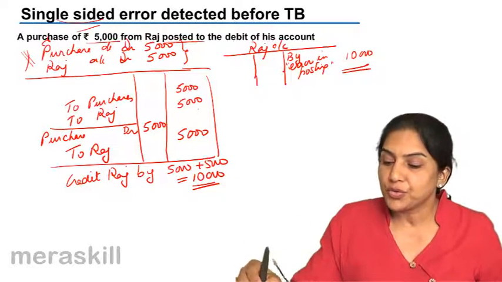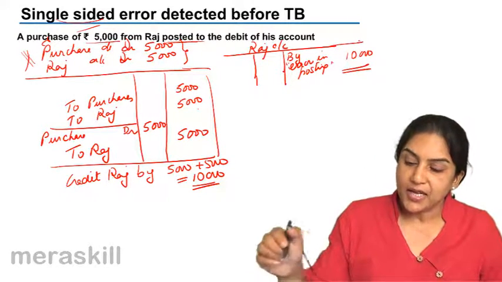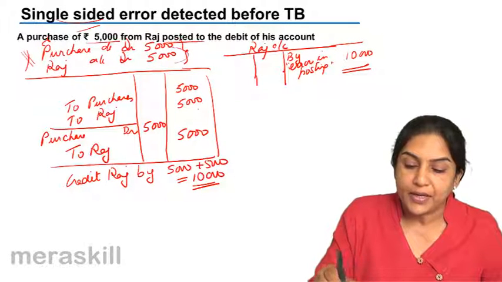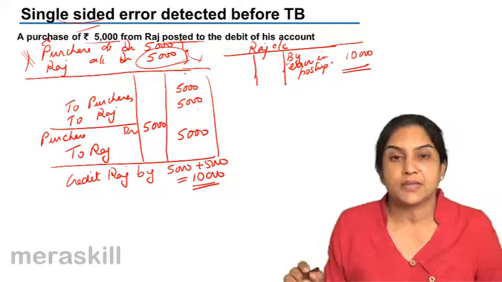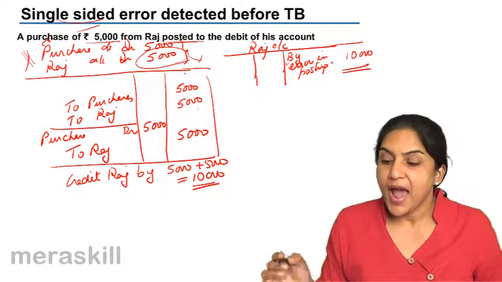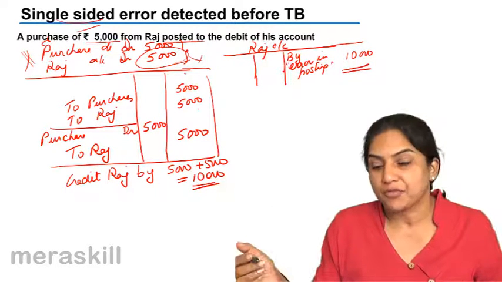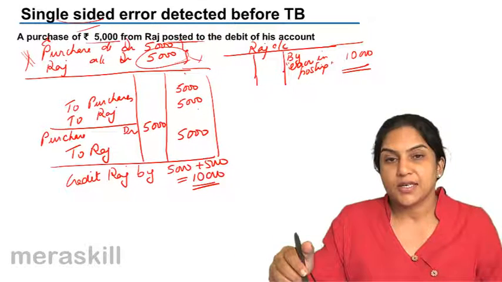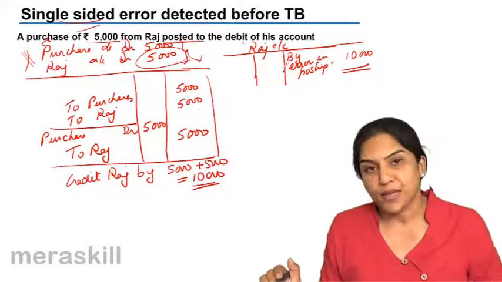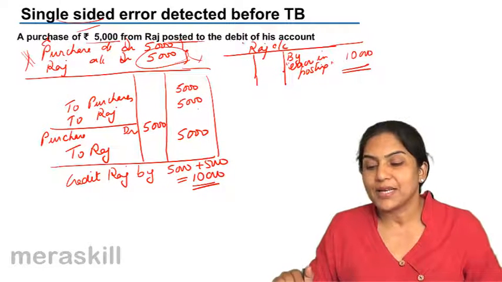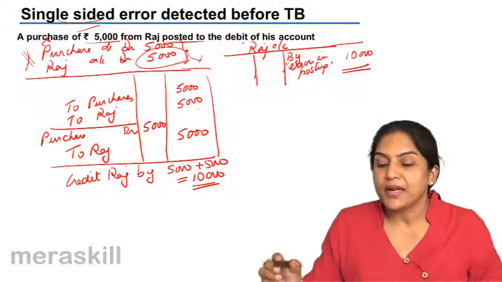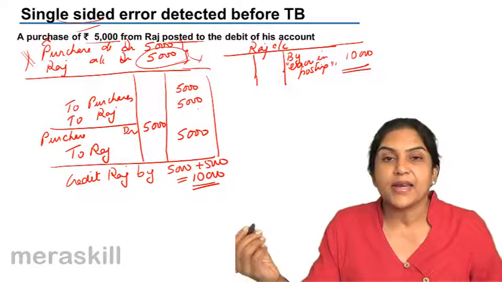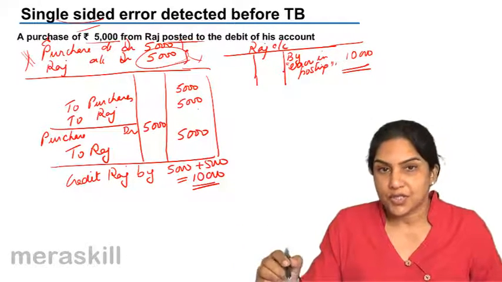For those of us who want to think about it logically, Raj's account has to be credited by 5,000 so that this wrong debit is cancelled, and we need to again credit 5,000 to Raj's account because on account of purchase his account needs to be credited. So Raj's account basically needs to be credited by 10,000. So we go to the credit side of his account and write by error in posting 10,000.